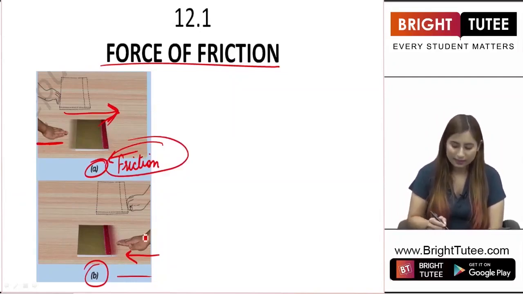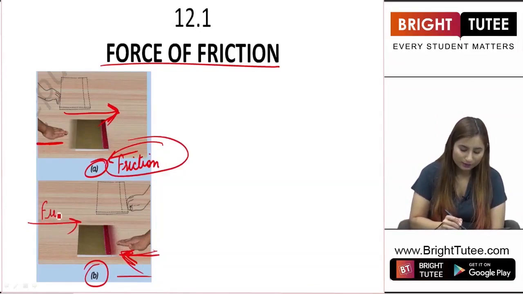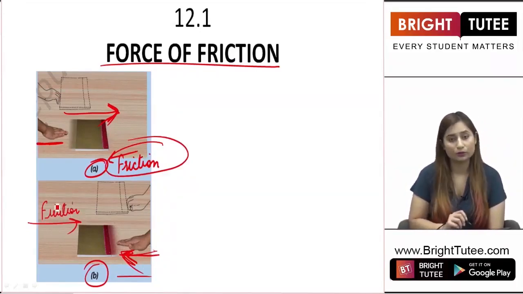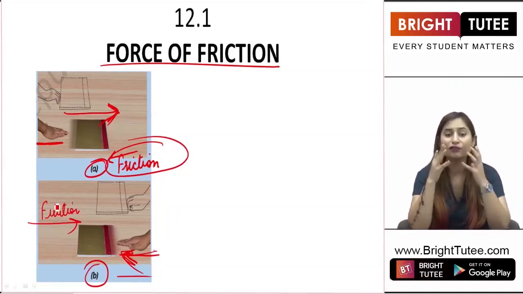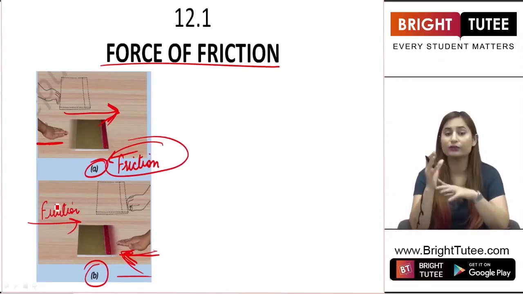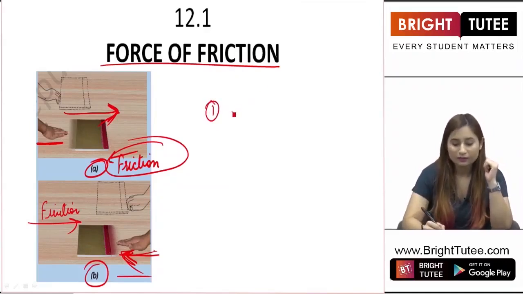In this case, as the force of action was in this direction, the friction acts in the opposite direction and stops the book. So it does not matter what the direction of the action of force is, the force of friction will be always opposite to the direction of the force applied, right? So what does this activity tell us?